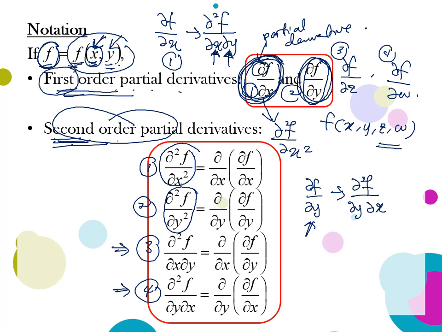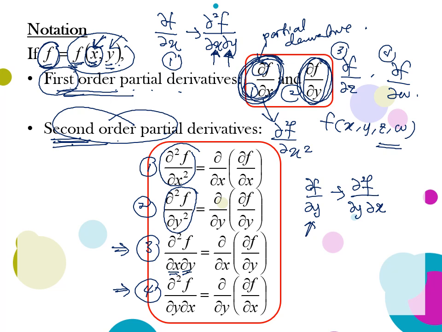Okay, so look at these two partial derivatives, second order derivatives. Look carefully. When you write dx first, it means the first derivative you do is for x first. You differentiate with respect to x first, followed by the next derivative, followed by the second variable, which is y. So the second time you differentiate with respect to y.